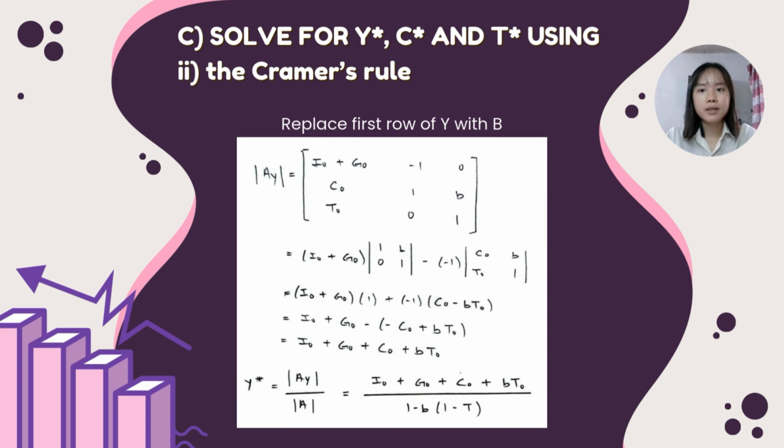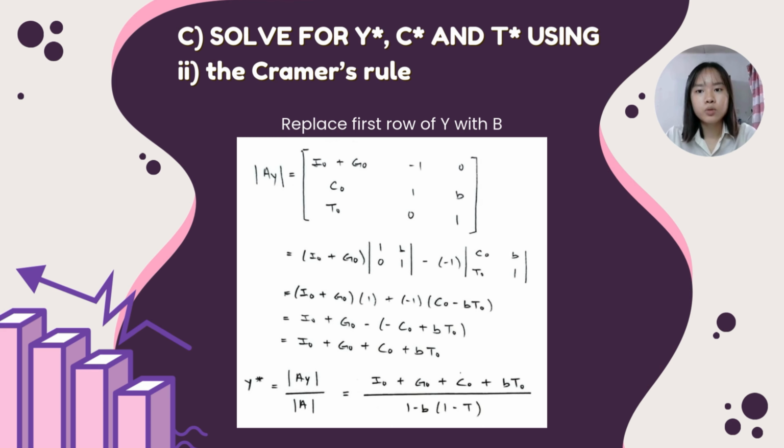Now I will talk about part C, solve Y, C, and T using Cramer's rule. Firstly, we will replace the first column with b to find the determinant of A sub Y. So we get the first row Io plus Go, negative 1, 0, the second row is Co, 1, b, and the third row is To, 0, and 1. After that, we get Io plus Go multiplied by 1, plus negative 1 multiplied by Co minus bTo. Then we get the answer Io plus Go plus Co plus bTo.